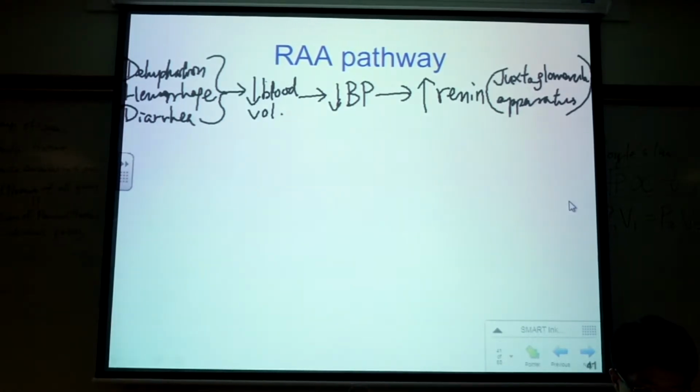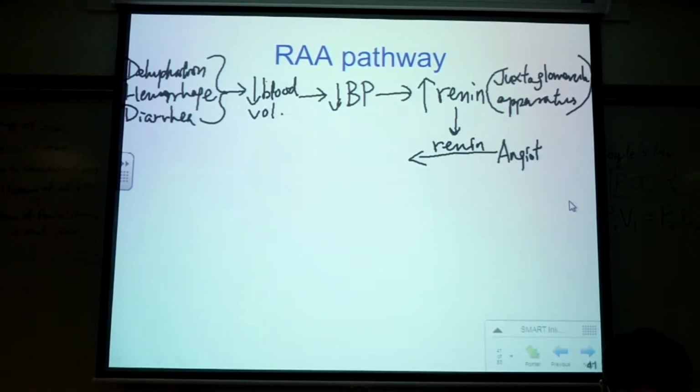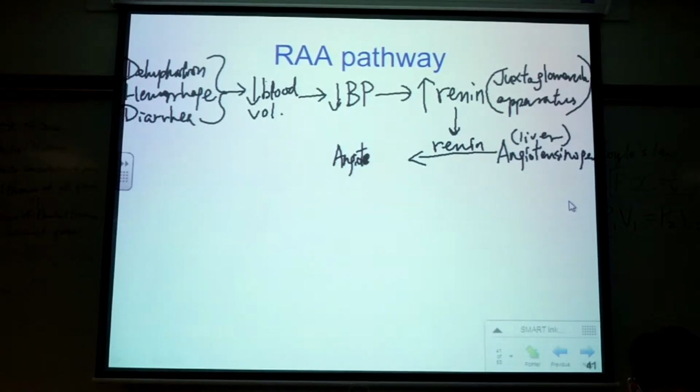Renin is an enzyme, so an enzyme will speed up the reaction. Renin is a catalyst. It will convert angiotensinogen, which is produced by the liver, into angiotensin 1. Angiotensin 1 will be converted into angiotensin 2.